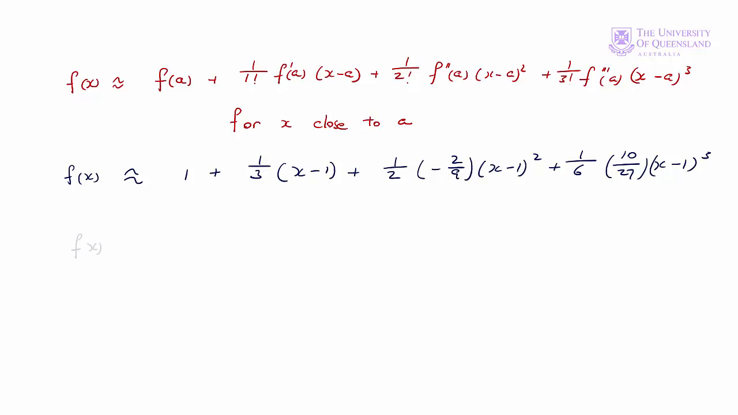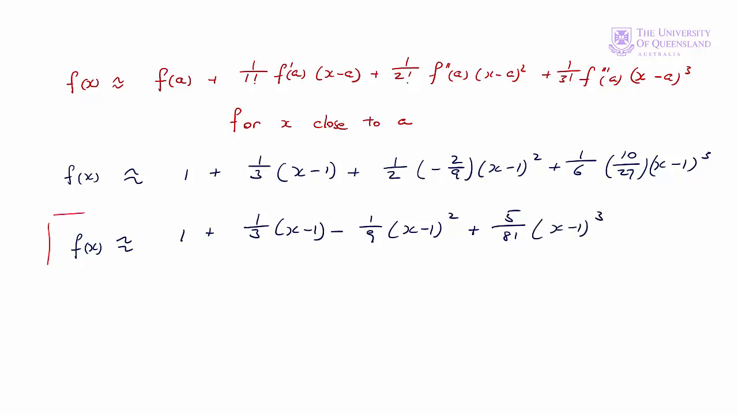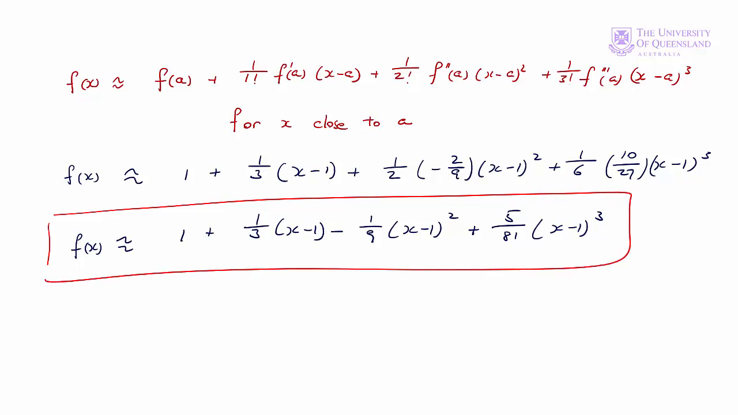We can simplify that. f of x is approximately equal to 1 plus 1/3 times x minus 1, minus 1 on 9 times x minus 1 squared, plus 5 on 81 times x minus 1 cubed. So here we have our third order Taylor series for the cube root of x about 1. What we can do now is to find the cube root of numbers close to 1.